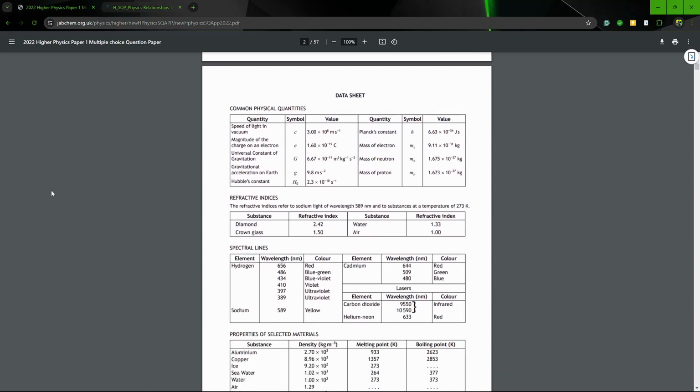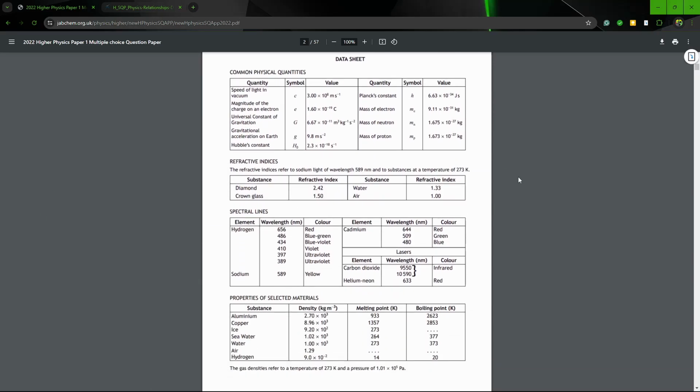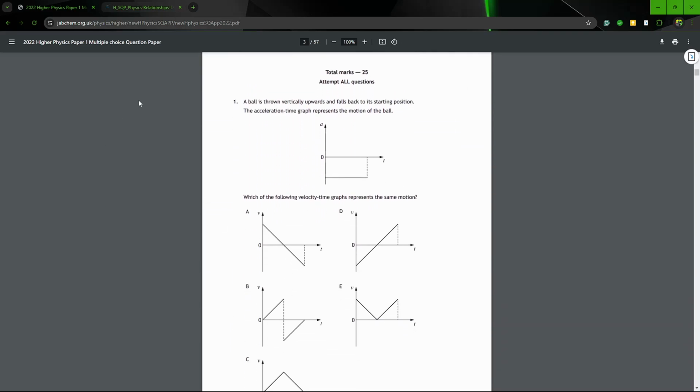Anyway, moving on. Data sheets, you know what to do with this. Sometimes you get called to do some numbers here. Anyway, we'll move on to question 1.